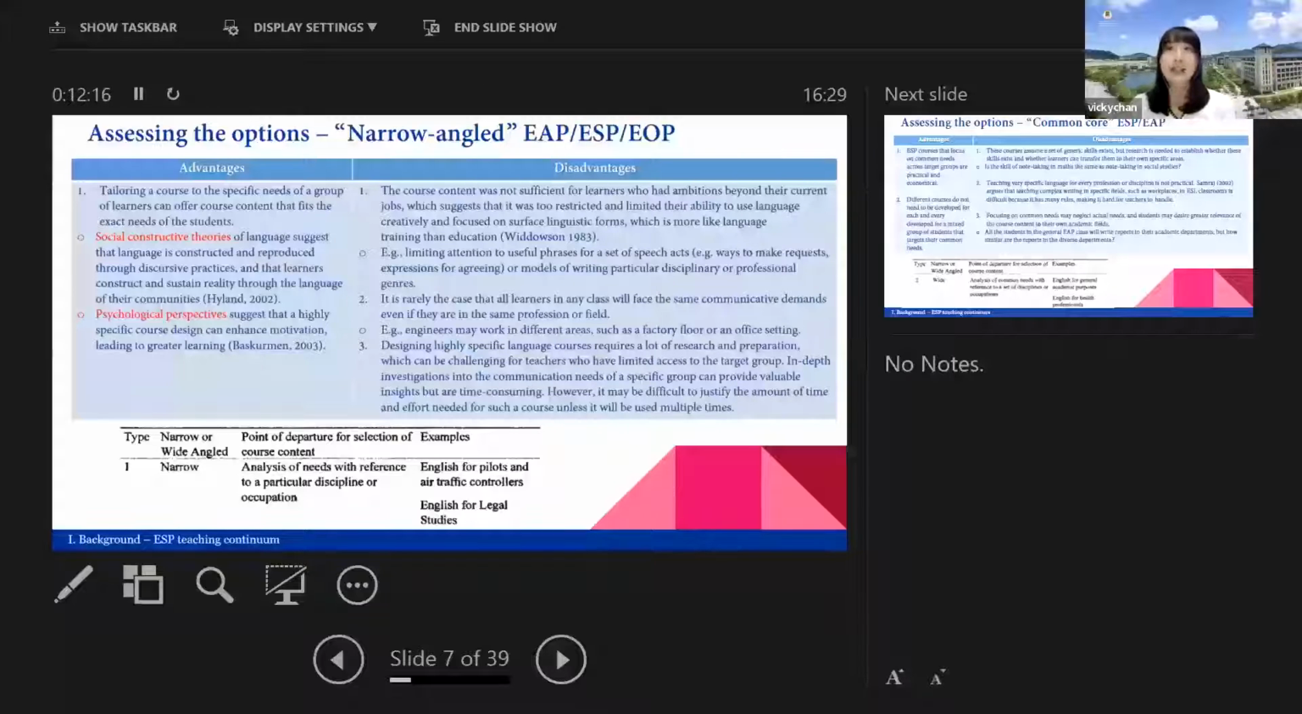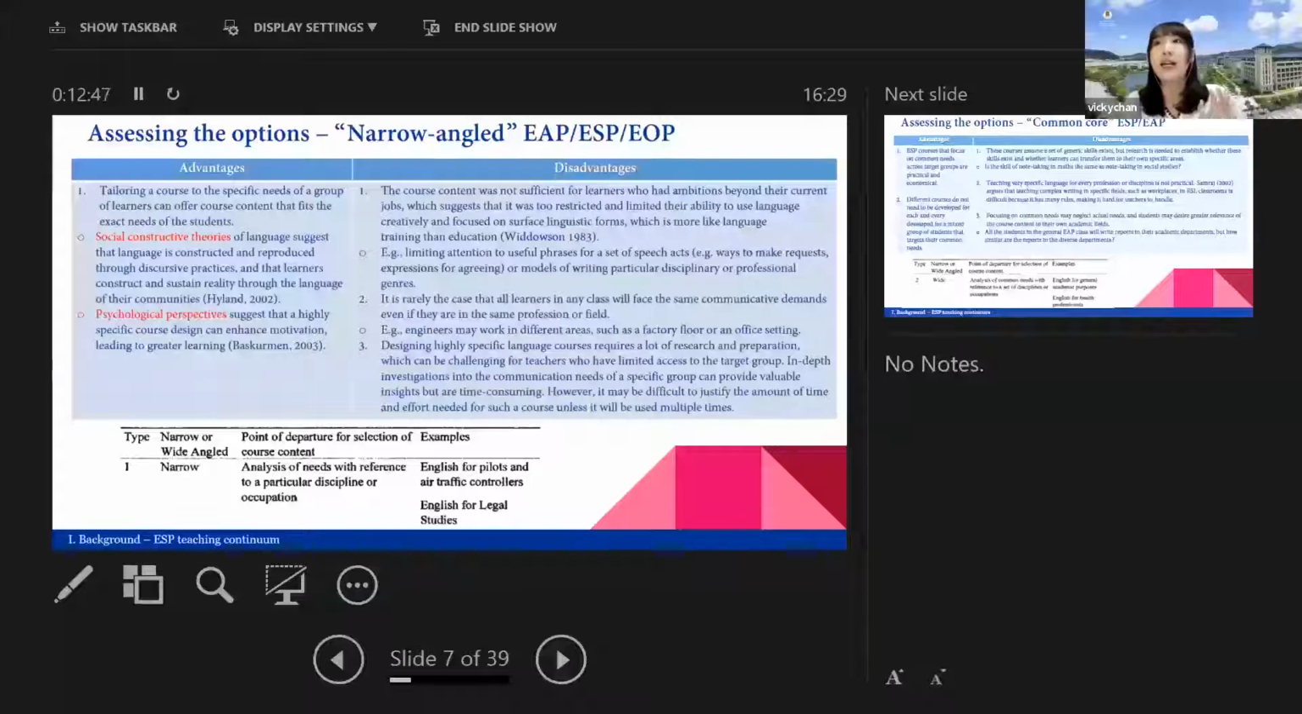And then the second disadvantage is that it's also quite rare that all the learners in your group have the same communicative needs, even though they are from the same field of study. For example, engineers might work in different areas, such as a factory floor or an office setting. So different roles for engineering students might also have different needs.